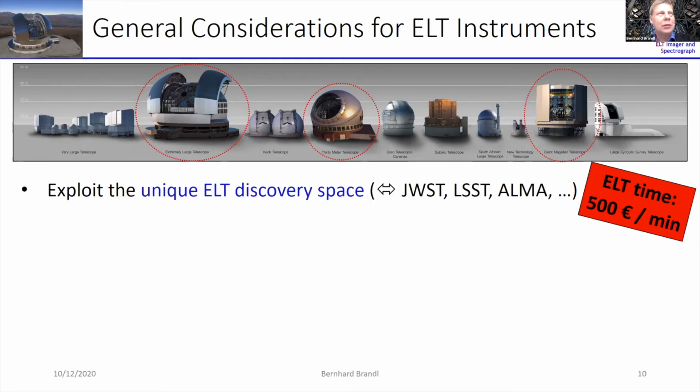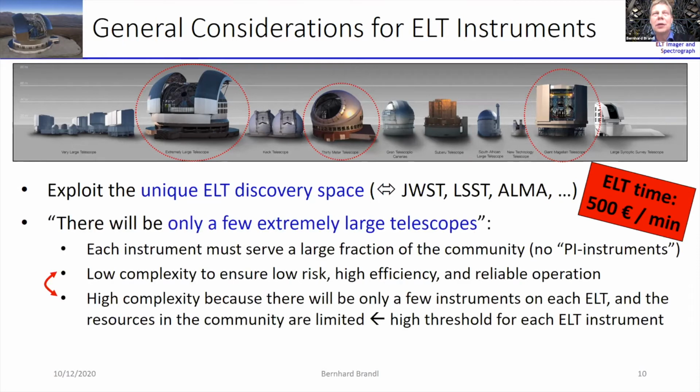And so it's not surprising that whenever you propose an instrument for an ELT, you have to be very clear about the unique discovery space in competition to other facilities that are not necessarily cheaper, but have similar problems, and you don't want to have redundant things. Also, we have the luxury at ESO to have 4 VLTs and a number of other telescopes. There will only be a couple of very large telescopes, and so there will be no PI instruments given the precious access to the telescope.